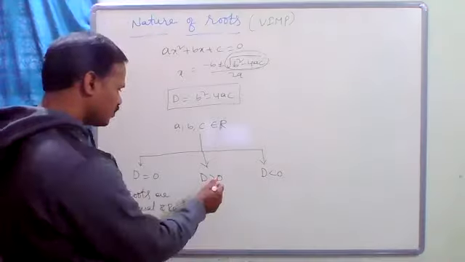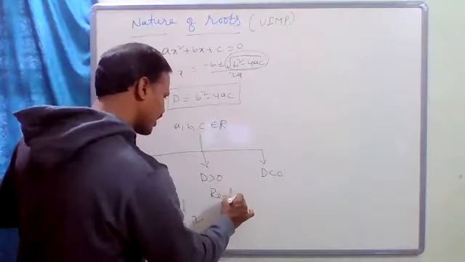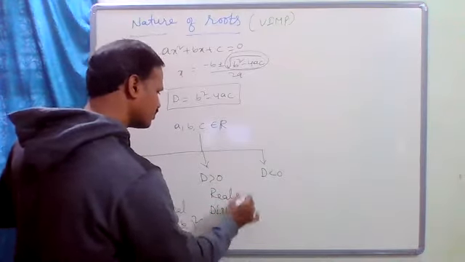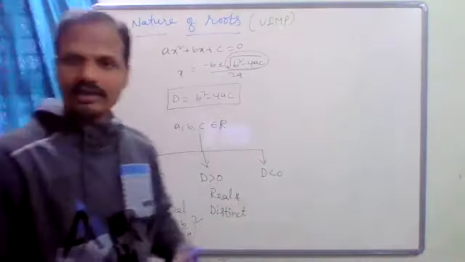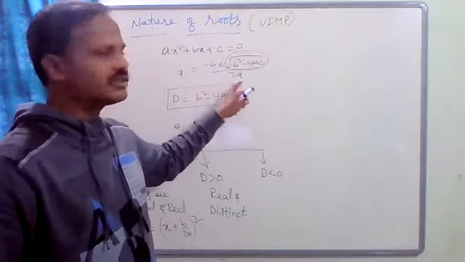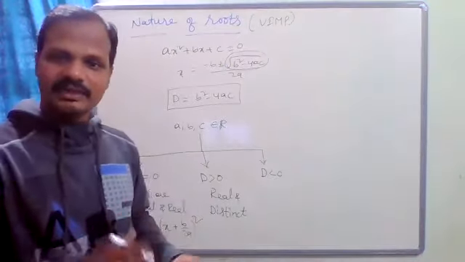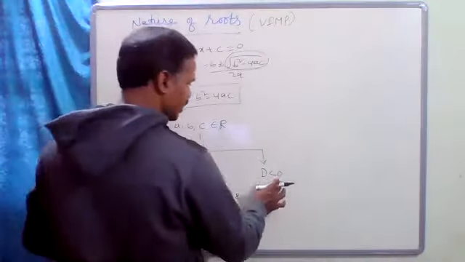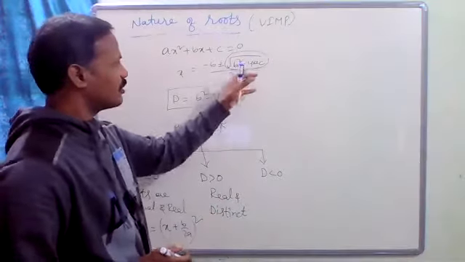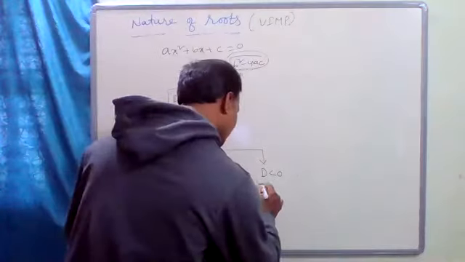Now coming to D greater than 0, it means the roots are real and distinct, because we are getting different real values. This is the real part. So we are getting real roots and they are distinct, the plus case and the minus case. Now coming to D less than 0. D less than 0 means this is a negative number. Under the root, a negative number means the roots are imaginary.